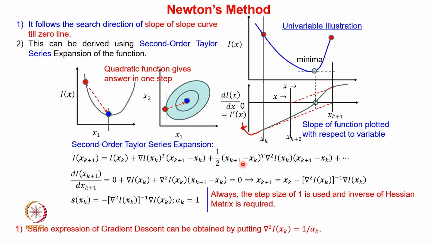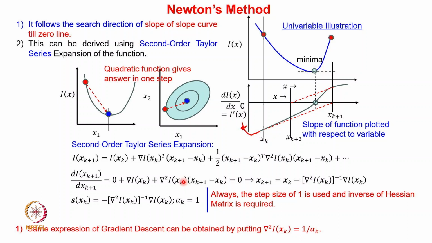How about this term? Here we have written it in matrix notation, but actually it is nothing but 1 by 2 (xk+1 minus xk) whole square. Remember, this is a square term. So what will be the derivative? Remember, the Hessian term is constant with respect to xk+1. If you differentiate this last term, since there is a square, the 2 will come out and the 1 by 2 gets cancelled. So we will have (xk+1 minus xk), and this constant term will remain as it is. So that is what we are getting: del square I(xk) into (xk+1 minus xk). And this entire differentiation should be equal to 0.